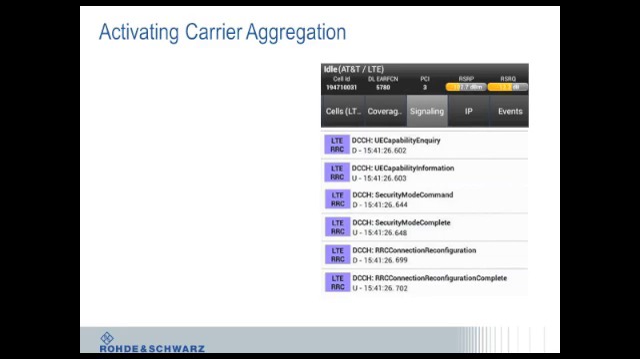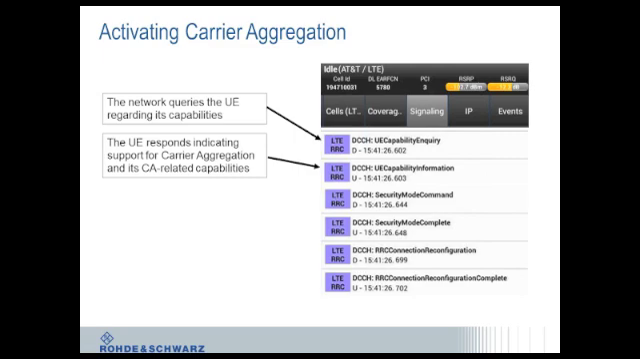Let's take a closer look at the way that the UE communicates its ability to support carrier aggregation and the way in which the network provides the UE with the information that the UE needs in order to use these multiple component carriers. Again, assuming that both the device and the network are capable of supporting carrier aggregation in the first place. The first step is that the network queries the UE regarding its capabilities. Like most other messages involved in carrier aggregation, this is a standard part of the normal messaging used in normal Release 8, Release 9 LTE. The UE, in turn, responds with a message indicating its support for carrier aggregation and the associated parameters.